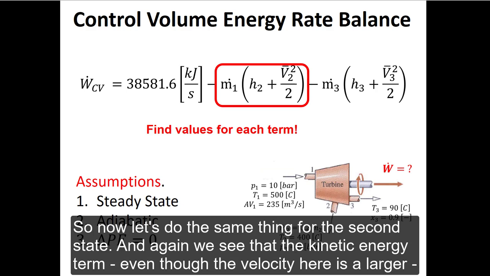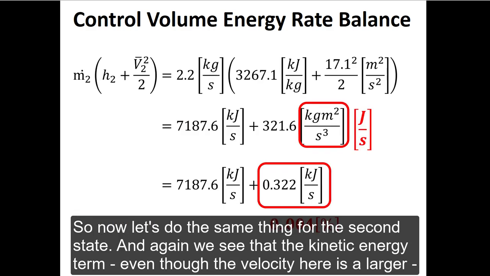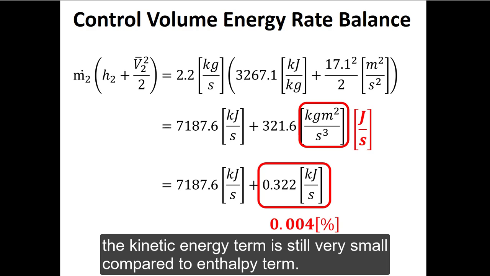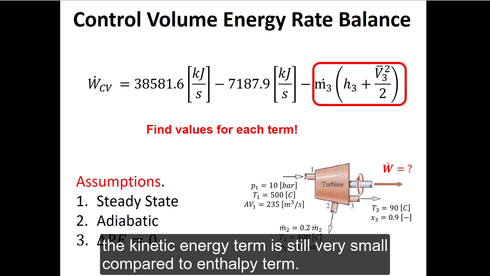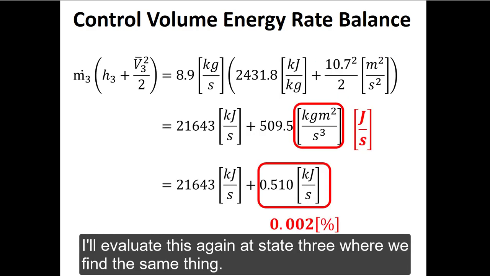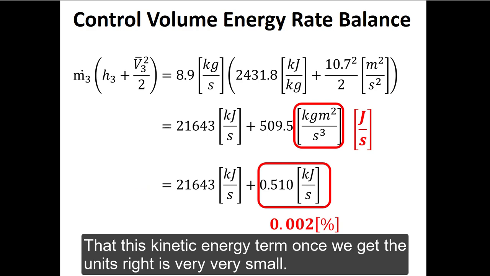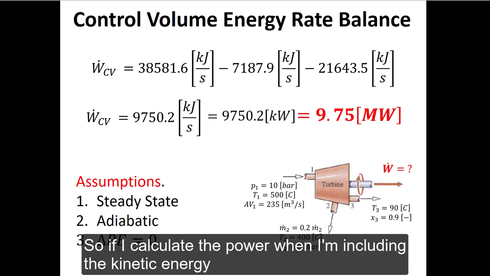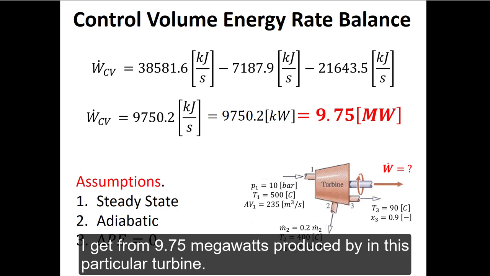So now let's do the same thing for the second state. And again, we see that the kinetic energy term, even though the velocity here is larger, is still very small compared to my enthalpy term. I'll evaluate this again at state 3, where we find the same thing, that this kinetic energy term, once we get the units right, is very, very small. So if I calculate the power when I'm including the kinetic energy, I get 9.75 megawatts produced by this particular turbine.